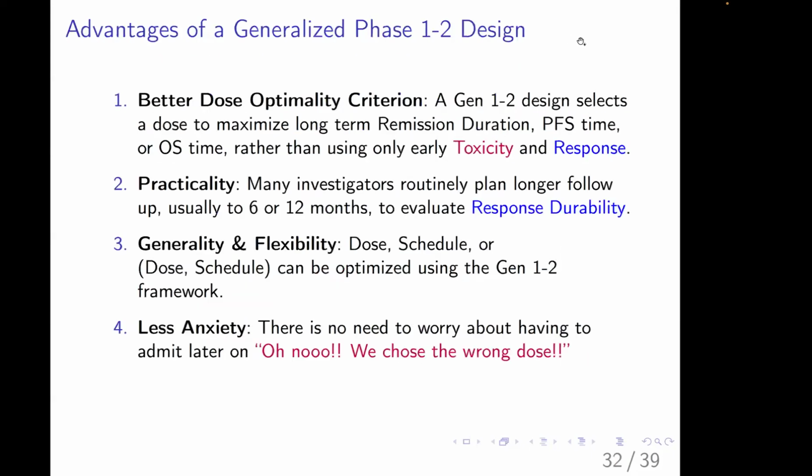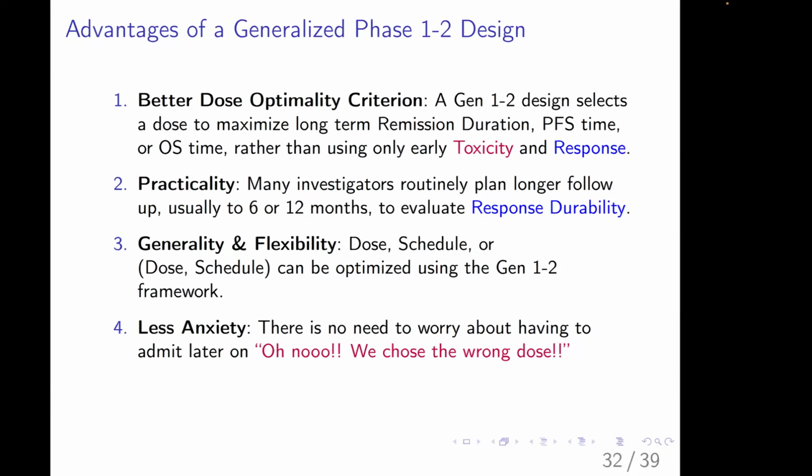So the advantages of a Gen 1-2 design are you get better dose optimality criteria because you're looking at a long-term outcome. It's very practical, and the reason is it's kind of trivial. It's from my conversation with David Marin. If they're going to follow the patients for 6 or 12 months, take advantage of the data. That's all that I'm saying. You've got the data there, use it.